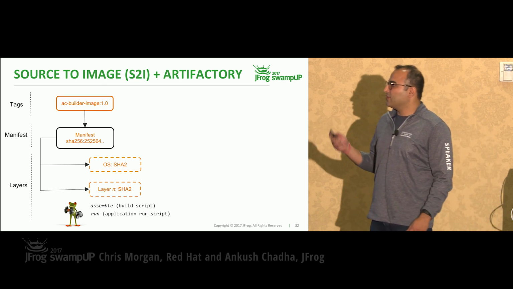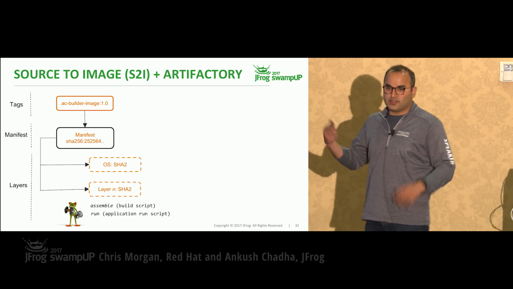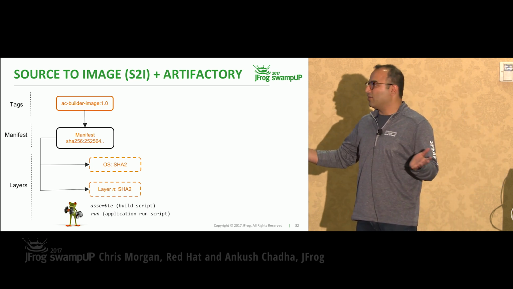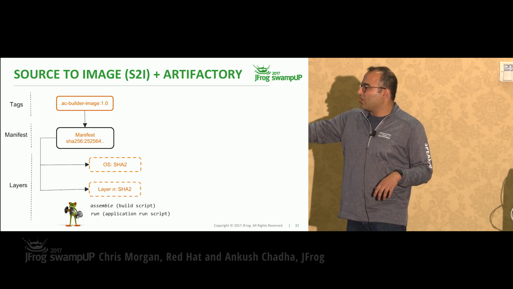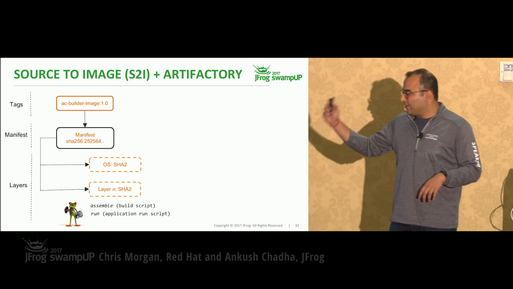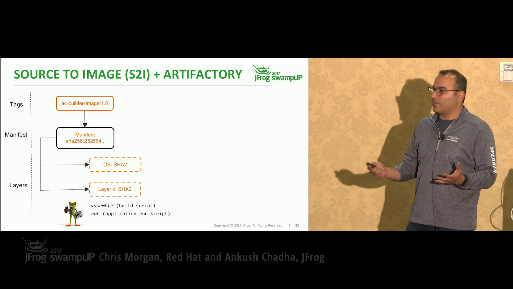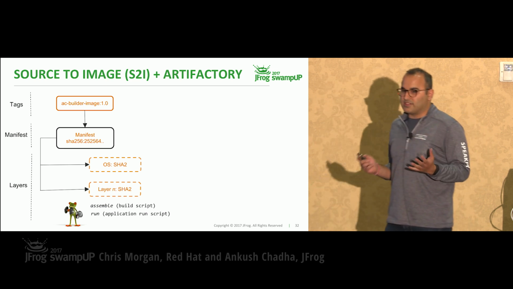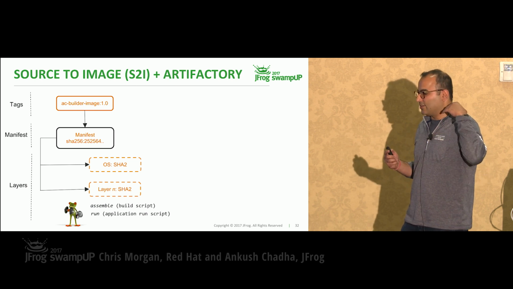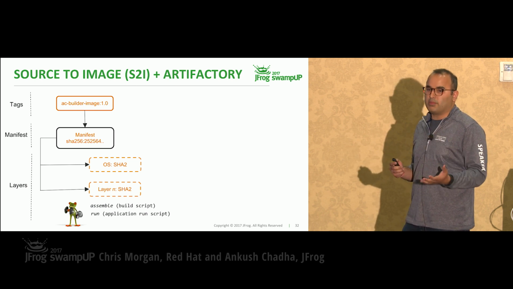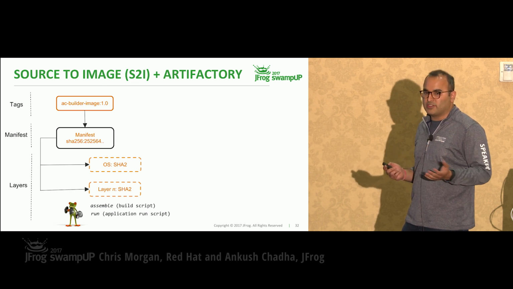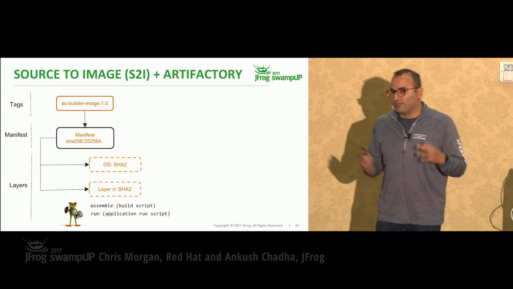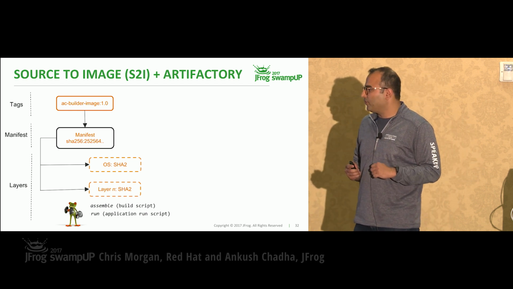So how S2I works is, this is my builder image, which is responsible for Dockerizing my application. It is like any other Docker image. There's a Docker manifest, a couple of Docker layers, and there are two magical files as part of this builder image. The first is assemble, which is a build script. It's a simple script. It starts with source copy, and then there's a build statement. For Maven, it's going to be Maven install. For NPM, it's going to be NPM install. And for C++, it's going to be CMake.